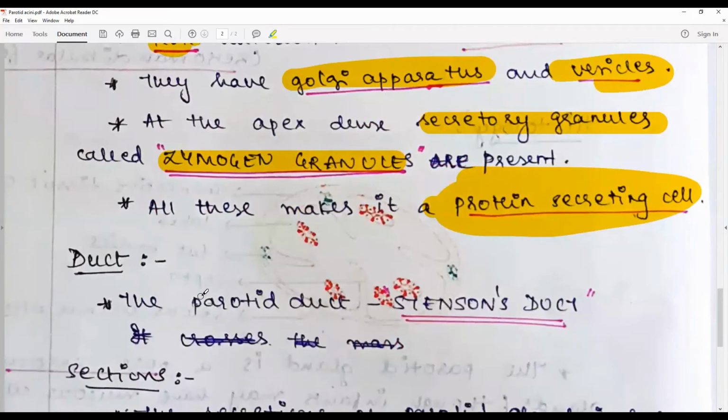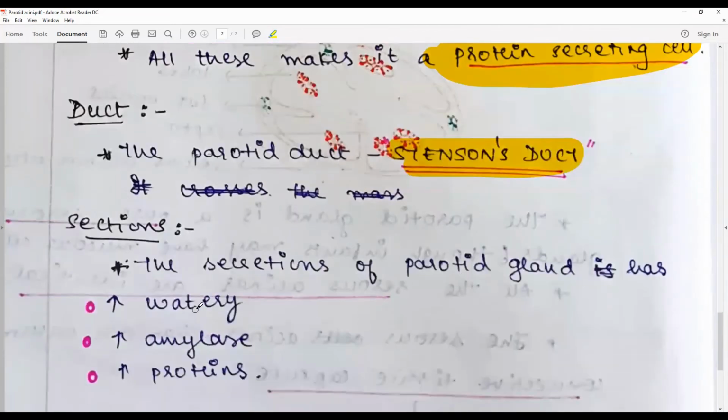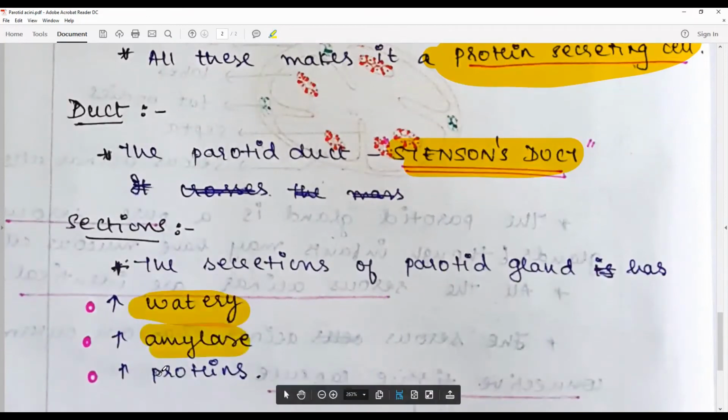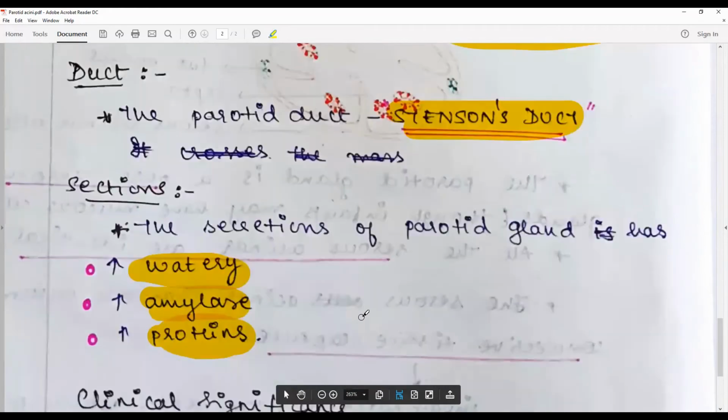The major duct of the parotid is Stenson's duct. The secretions of the parotid gland are watery. They contain a large amount of amylase and a high amount of proteins.